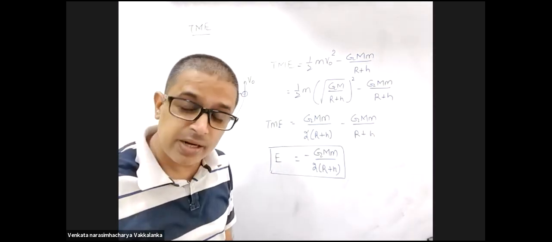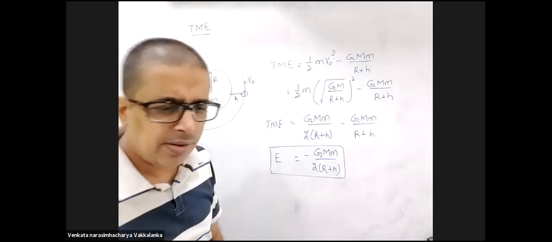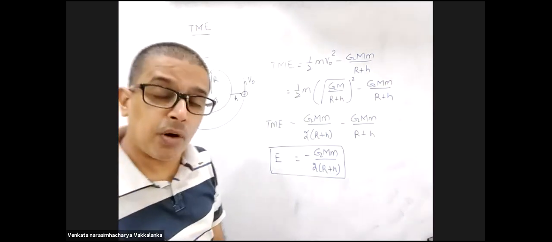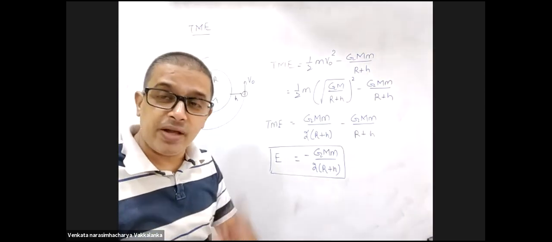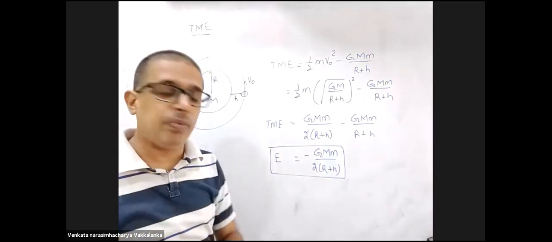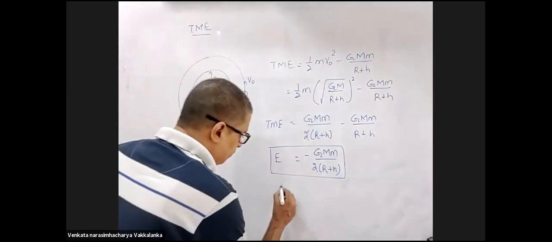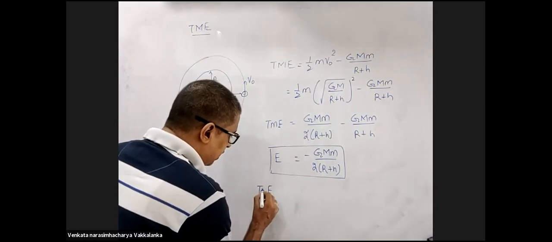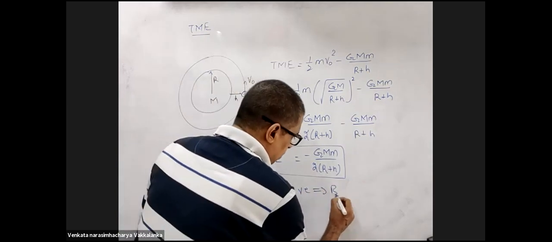Second orbit minus 3.4 electron volts, then minus 1.51. The negative sign is very important. The negative sign tells you that it is a bound orbit. Total mechanical energy is negative, which implies it's a bound orbit.